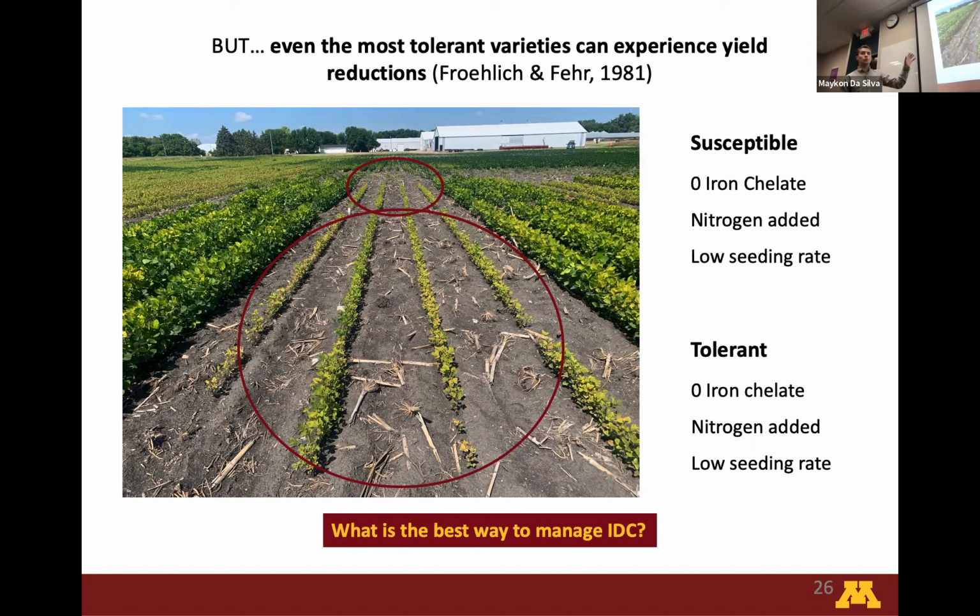Let's take a look at these two plots here from one of our field sites in Graceville, Minnesota. The only difference between them is that one was planted with a tolerant variety and the other was planted with a susceptible variety. And they were both planted with the worst conditions possible in our study: 0 iron chelate applied in the soil, nitrogen added to increase IDC intensity, and low seeding rate. And we can see that both of them were really affected by IDC. Then this question arises, well, what is the best way to manage IDC then? Overall, the best way to manage IDC is to pair a tolerant variety with another management strategy that minimizes losses.